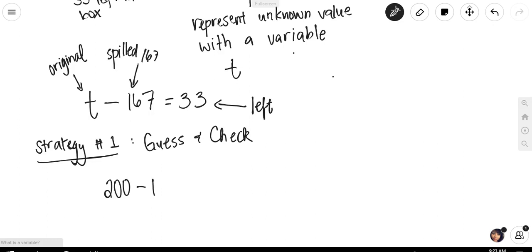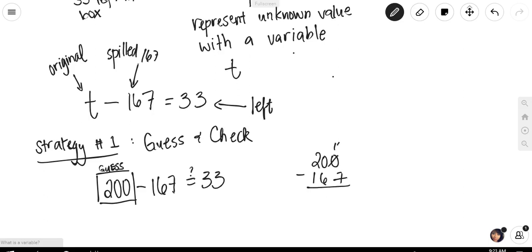So this is your guess. In order for your guess to be correct, when I take away 167, I should have 33 left. So let's see if that's true. 200 minus 167. Indeed, I have 33 left in the box. So that's one way to do it, if you're not sure how to solve one-step equations yet.